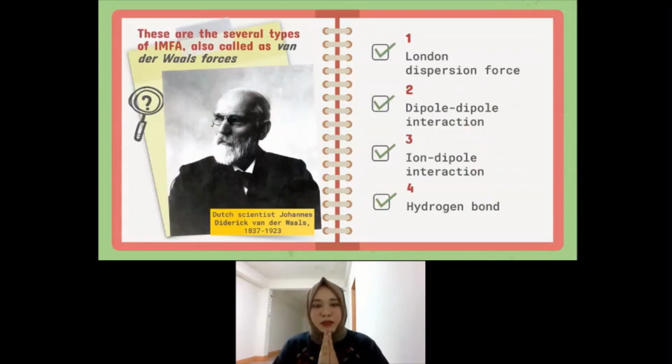Now, let's proceed to the four main types of intermolecular forces of attraction. In some references, they also call it van der Waals forces. It was actually pioneered by a Dutch scientist. I'm not really sure how to pronounce his name, so just read his spelling. So there are four types of intermolecular forces of attraction. The first one, we call it the London Dispersion Force, or LDF. And then we have the Dipole-Dipole Interaction, we have the Ion-Dipole Interaction, and we have the hydrogen bond.